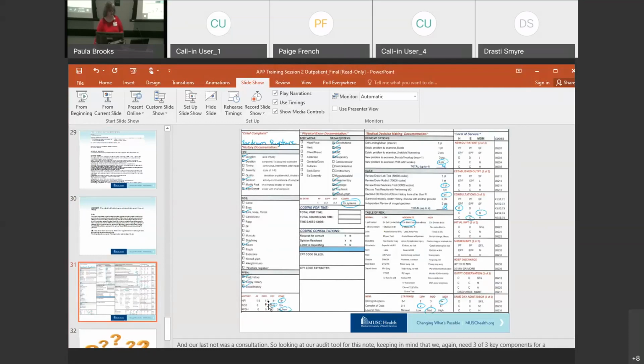So on the history portion, it's 3 out of 3. If you fall short in any one of the 3 categories, you're going to drop your level of history down to whatever your lowest one was. In the medical decision making, it's 2 out of 3. So here we had high complexity diagnosis management options, but low complexity data review and moderate risk. So we're going to split the difference and go with the moderate.